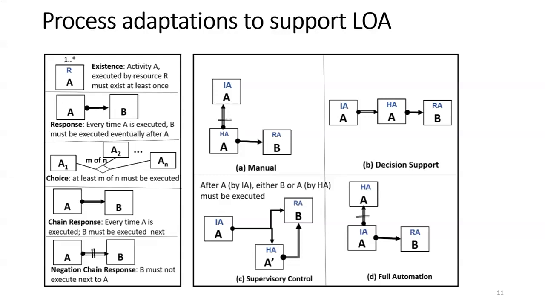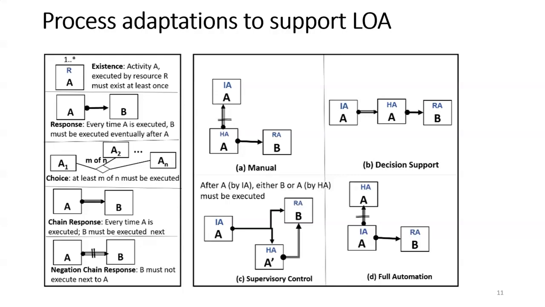In a decision support scenario, an intelligent agent would execute the task A, followed by a human agent doing the same task A with inputs from the intelligent agent. And finally, the task B is performed by a robotic agent.